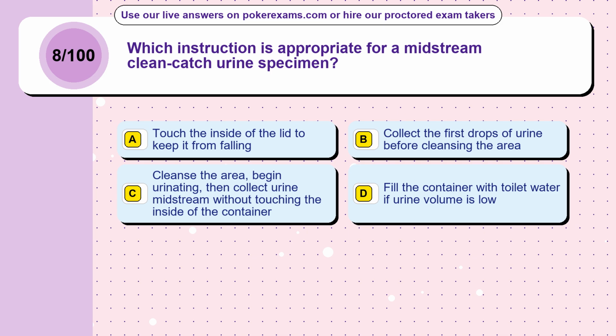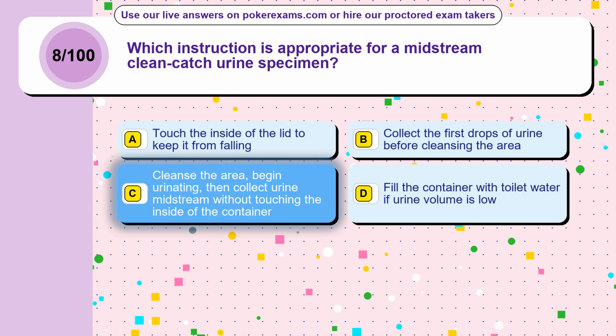Option A, touch the inside of the lid to keep it from falling. Option B, collect the first drops of urine before cleansing the area. Option C, cleanse the area, begin urinating, then collect urine midstream without touching the inside of the container. Option D, fill the container with toilet water if urine volume is low.